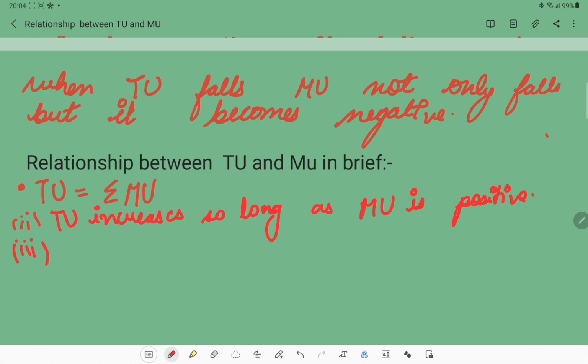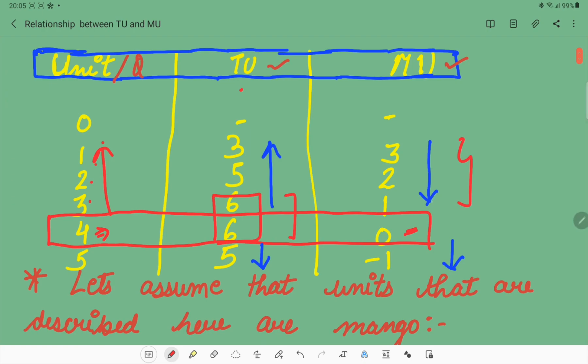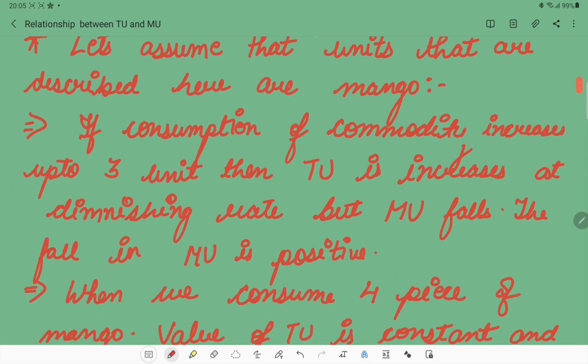Okay, MU is falling, but the fall in MU is positive, it is not negative. Till then only TU will increase. Like if you see in the table, MU is decreasing, right? But the fall in MU is positive, it is not negative. These are the positive values. Here TU is increasing, but the increase in TU is at a diminishing rate.